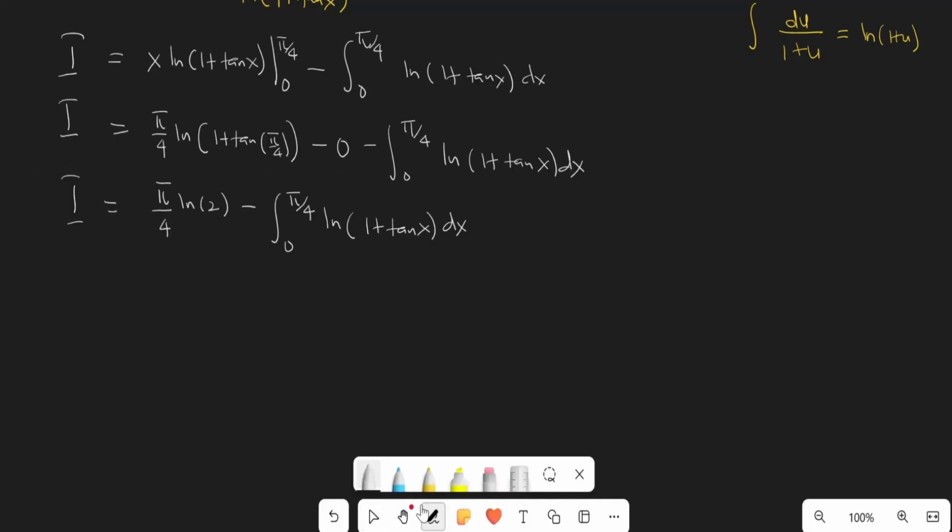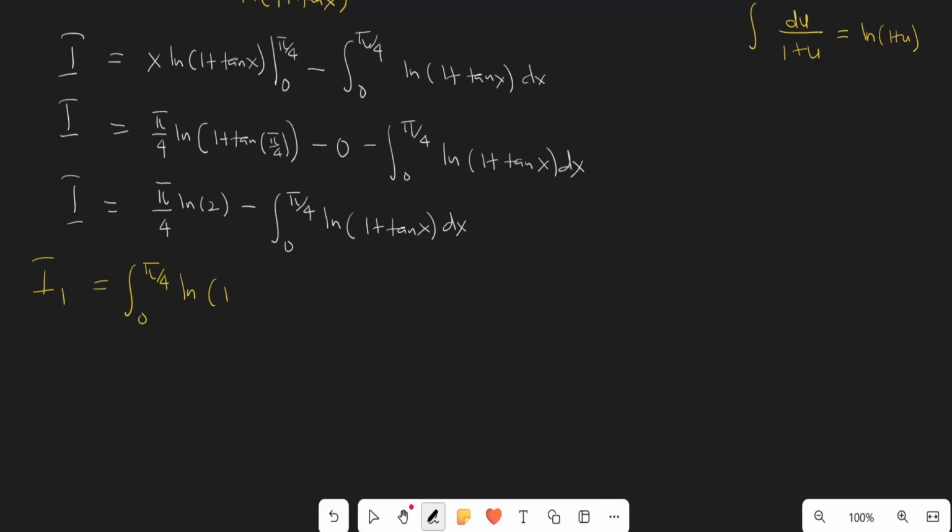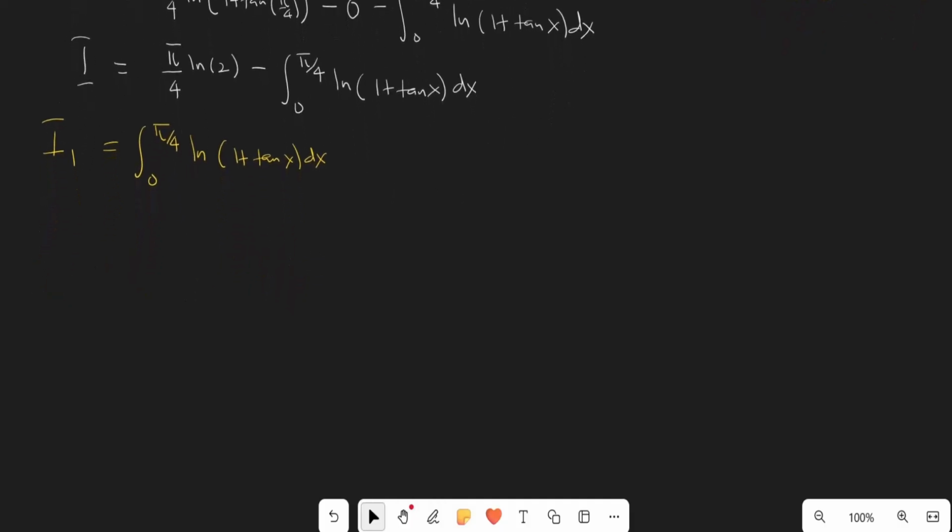So now let's deal with this one in yellow pen. I'm going to call this integral I1. So I1 is the integral from 0 to pi over 4 of the ln of 1 plus the tangent of x dx. So this one I am going to use the King's rule, right, which says that the integral from a to b of f of x dx is the same as the integral from a to b of f of a plus b minus x dx. This is the King's property, right? So what is a plus b minus x in this integral?